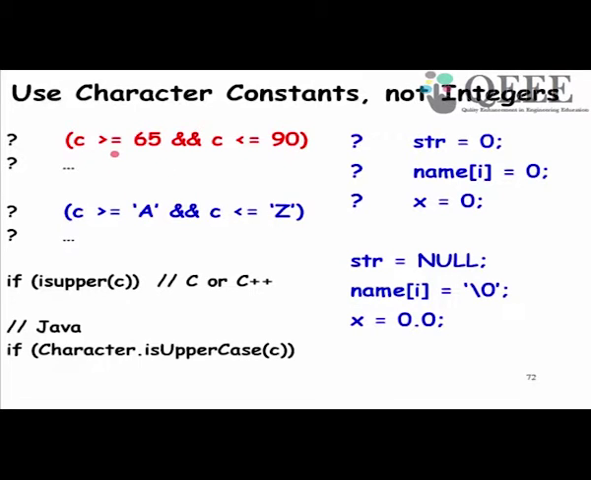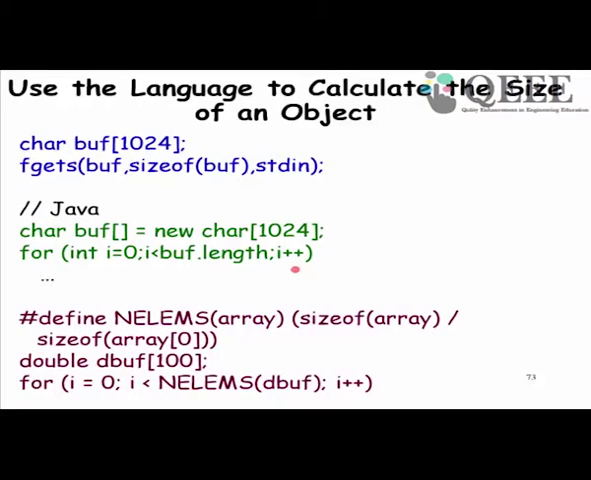So, we should not use integer constants like 65, 90, we should use character constants like single quote A, single quote Z, etc. Similarly, we should use inbuilt functions for finding the size of different variables, structures or objects, like sizeof buff, rather than writing 30 or 100, 1024. So it's good to use the sizeof function, length, size of array, rather than writing magic numbers, which become less maintainable.